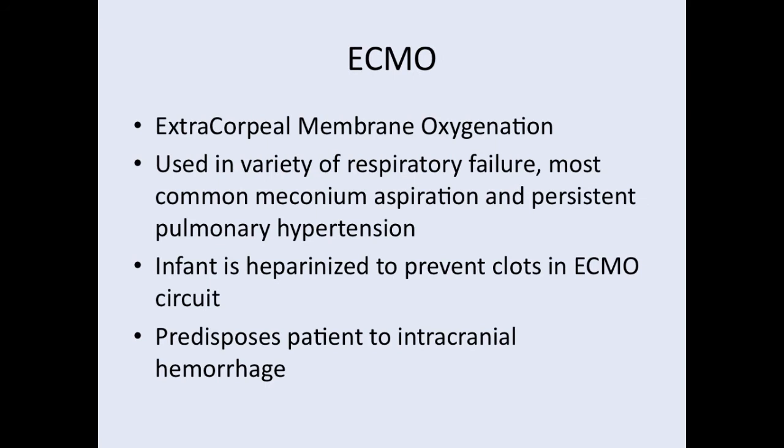Some other hemorrhages that we encounter, one of the big ones is ECMO, which stands for extracorporeal membrane oxygenation. This is used in a wide variety of settings of respiratory failure, but most commonly it's in meconium aspiration and persistent pulmonary hypertension. The reason that this is important is that as part of this treatment, the patient is put on blood thinners or put on heparin to prevent blood clots forming in the ECMO machinery. And of course, when you're anticoagulated, this will make it easier for you to bleed and bleed into your brain.